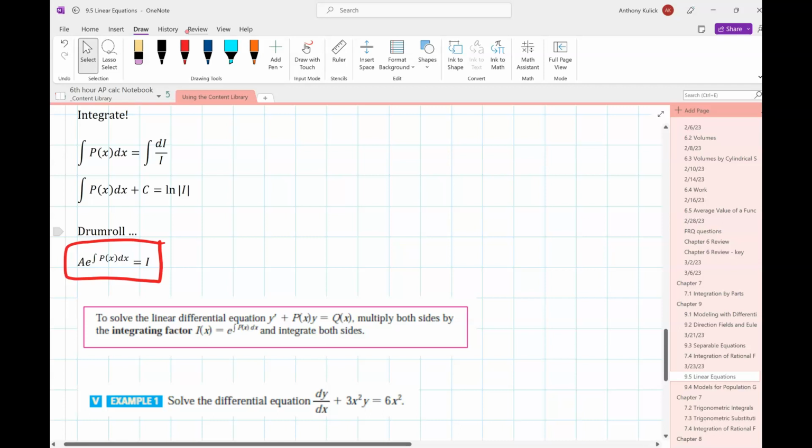We formalize this with the statement here in the pink box. To solve the linear differential equation y prime plus p of x y equals q of x, multiply both sides by the integrating factor I of x, which is equal to e to the integral of p of x dx, and then integrate both sides.